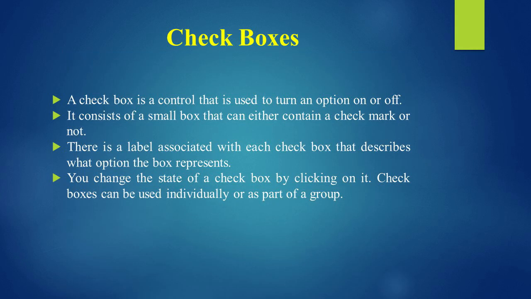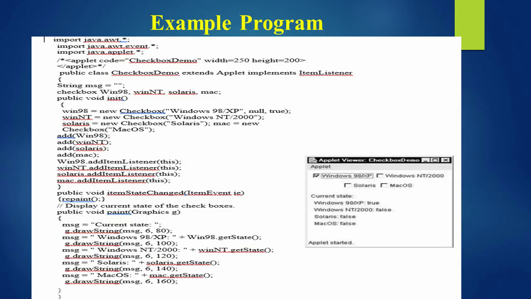Next is checkboxes. A checkbox is a control that is used to turn an option on or off. It consists of a small box that can either contain a check mark or not. There is a label associated with each checkbox that describes what option the box represents. You change the state of a checkbox by clicking on it. A checkbox can be used individually or as part of a group. A simple program for adding the checkboxes.